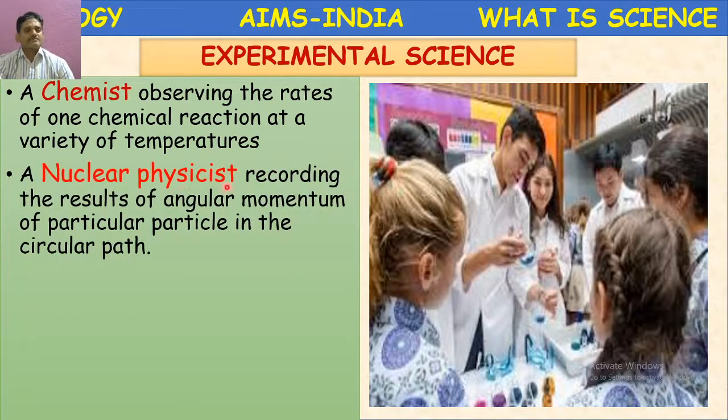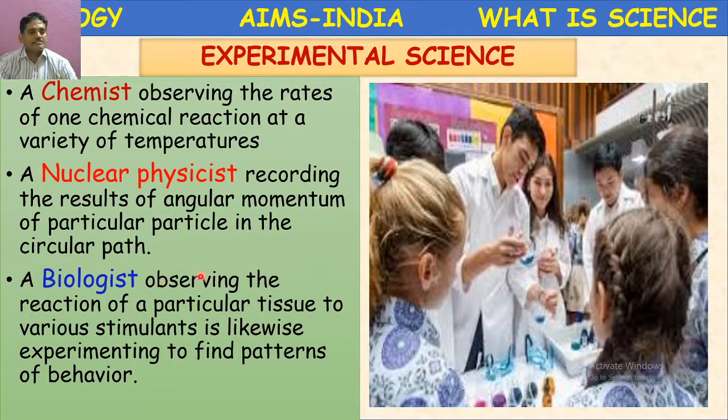Next, a nuclear physicist recording the results of the angular momentum of a particular particle in a circular path. Angular momentum: your physics teacher will give you the definition of angular momentum. Okay? The quantity of rotation of a body which is the product of its moment of inertia and its angular velocity. That is called angular momentum. So a physicist records the results of the angular momentum of a particular particle in a circular path. So, different categories, different scientists, their own observations, their own experiments.